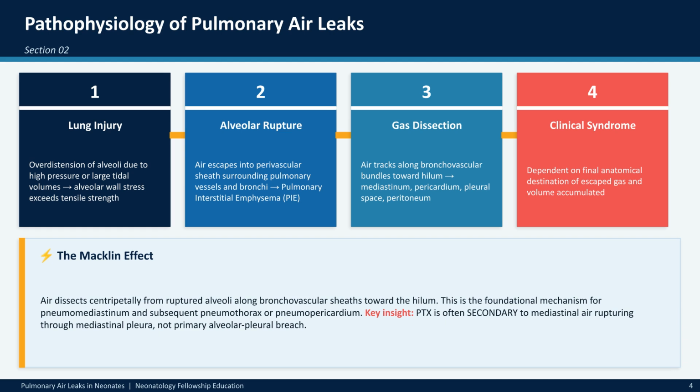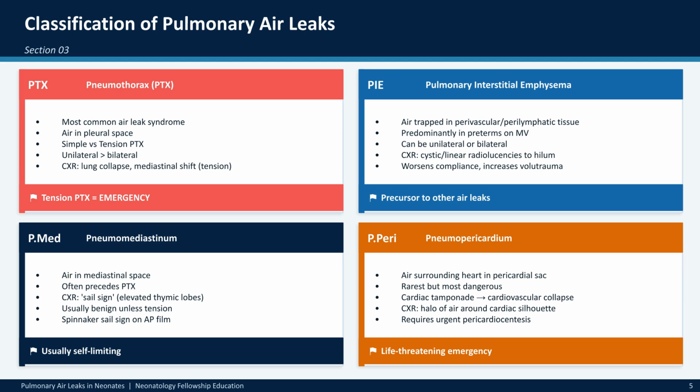The pathophysiology follows 4 steps: lung injury from overdistension, alveolar rupture, gas dissection along bronchovascular bundles toward the hilum, and finally, the clinical syndrome. The key insight is the Macklin effect, where air dissects centripetally, making pneumothorax often secondary to mediastinal air rupture. Air leaks are classified into 4 main types.